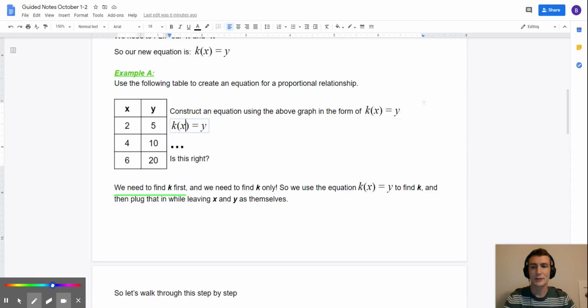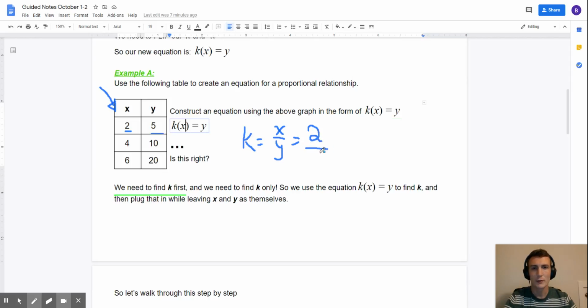I'm going to change this to a bit of a darker color so that it's easier to see. So let's go ahead and find k by saying k equals x over y. Now, I can tell you right now that this is proportional. You have to believe me, and we can test that for the next few, and we will. But for now, all we need to know is k equals x over y, and we can use this x and this y. So k equals 2 over 5.